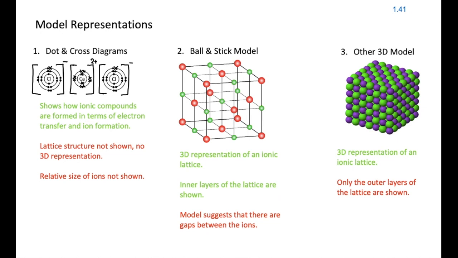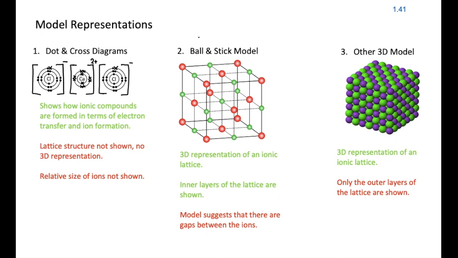So dot and cross diagrams are very good for showing how electrons are transferred and how ions are formed. This is obviously the basis for ionic bonding, but it doesn't actually show in any way the large 3D lattice and how these ions are arranged in compounds. Just looking at this, you might assume that ionic bonding is between 2 or 3 individual ions, and that is an ionic compound, and this is obviously not the case. The model also doesn't show the relative sizes of the ions, so that's another thing.